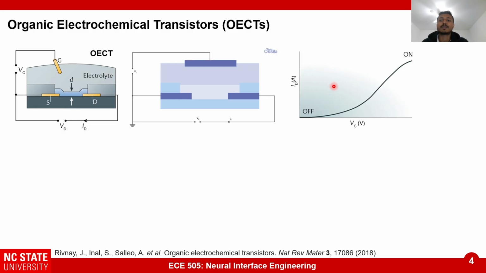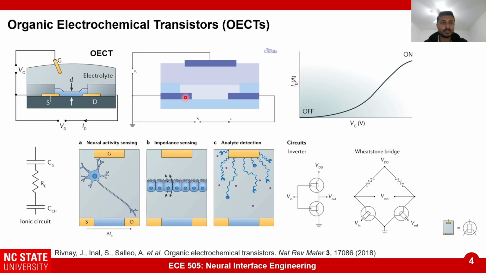So here is a diagrammatic representation of how the transfer characteristic looks like. And here is the video, and here you can see that whenever the device turns on, the ions are getting injected into the polymer, and then the channel becomes conducting. So this is how it operates.